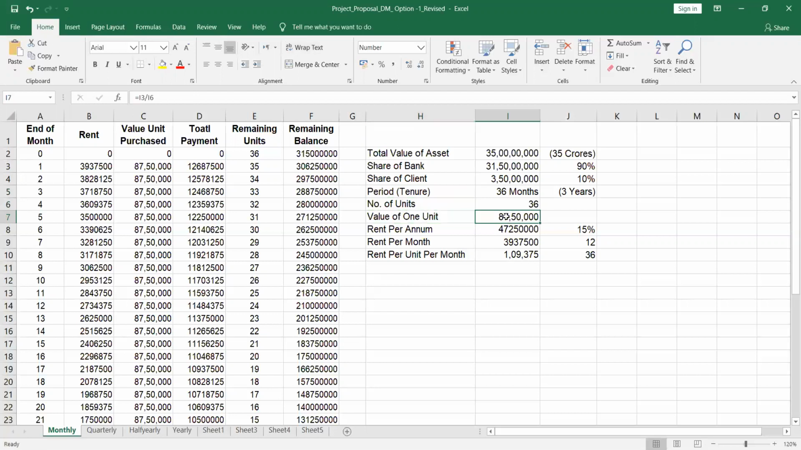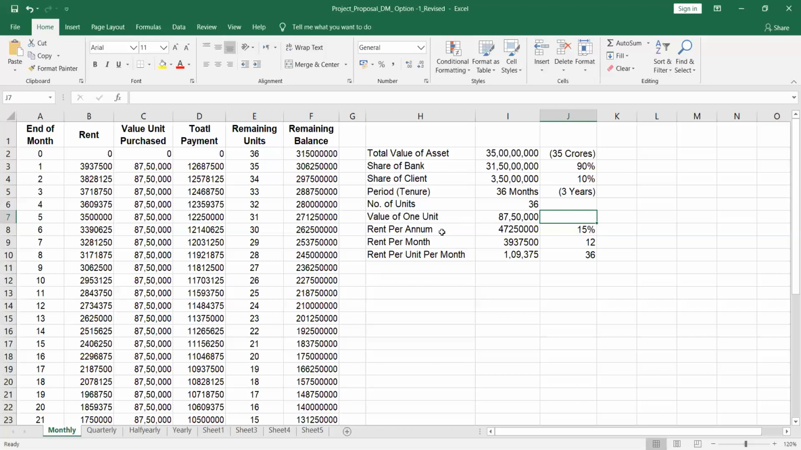So let us see the formula. Here the share of the bank, that is 31 crore 50 lakh, will be divided by 36 units. You will get value per unit 87 lakh 50,000. See the formula. Click it. You can see share of the bank 31 crore 50 lakh divided by 36, I3 divided by I6. We got 87 lakh 50,000. This is the value per unit.